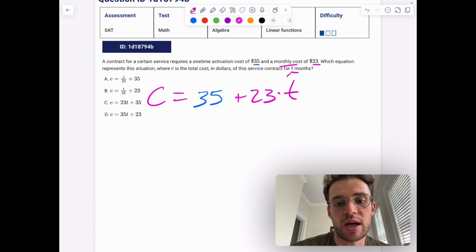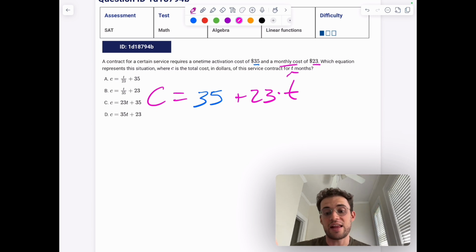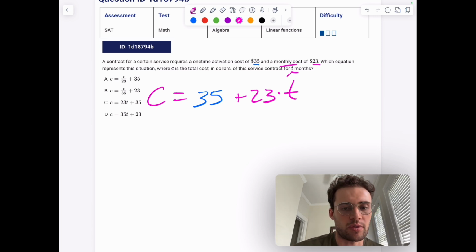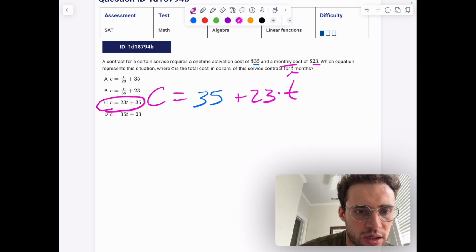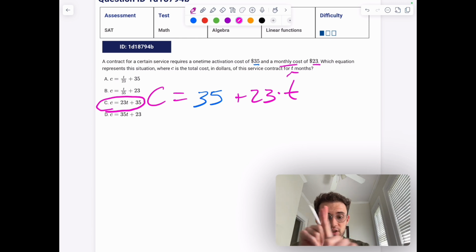23 times the number of months will give you the total that you've paid for monthly fees, and then you pay that 35 no matter what. So we want something equivalent to this, which C will be our best option. They just changed the order. Again, the commutative property of addition, it doesn't matter if you do 35 plus 23t or 23t plus 35, it's the same sum.